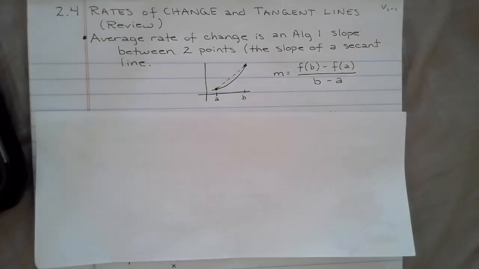Hey there, everybody. Today, let's talk a little bit about section 2.4, rates of change and tangent lines. And this is actually a review. We touched on this in section 2.1, that the average rate of change is just an algebra 1 slope between 2 points, right? And that'll just give you an average.